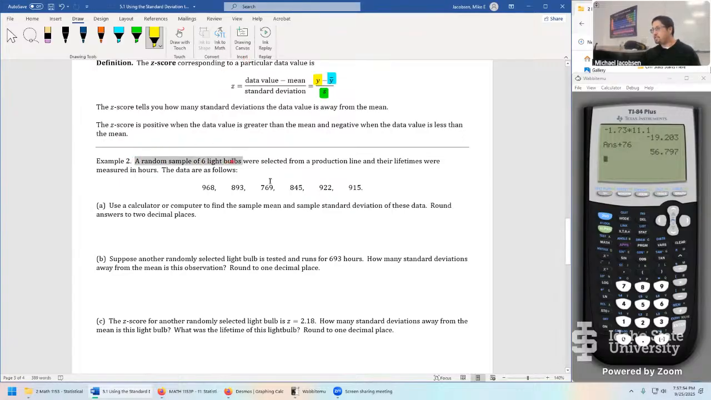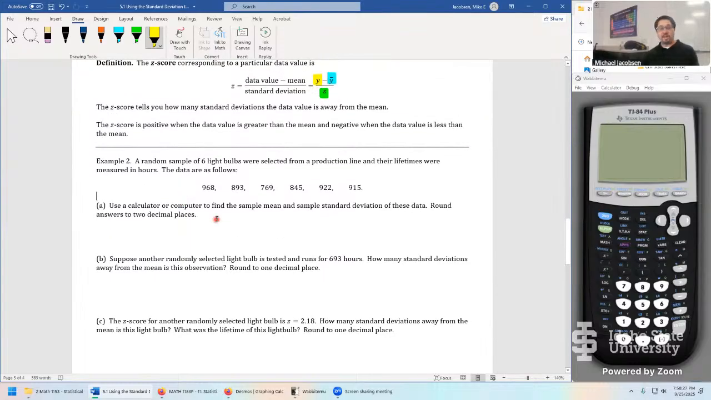And here's our context this time. We have a random sample of 6 light bulbs. Maybe these are LED light bulbs perhaps, maybe they're Christmas lights. We're not too sure on the context. They were selected from a production line and their lifetimes were measured in hours. So not the world's most exciting data, but this one's kind of remarkable for 968 hours. This one's maybe slightly unusual for 769 hours on the low end. And we have a bunch of follow-up questions involving all this data.